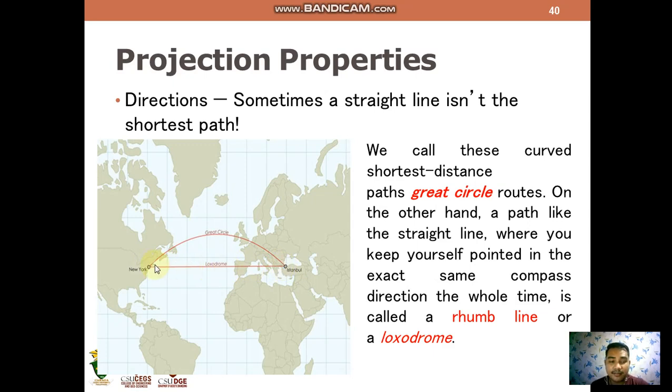If it is straight, it is the shortest path. The shortest distance is the curve, which follows the great circle. That line is what we call a geodesic, or great circle route. On the other hand, a path like a straight line where you keep yourself pointed in the exact same compass direction the whole time is called rhumb lines or loxodrome.